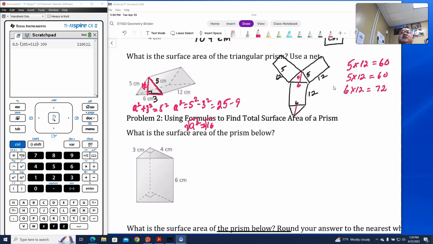And then the area of the triangle is 4 times 6 divided by 2. So 4 times 6 is 24, divided by 2 is 12, but you have 2 of them. So now what you need to do is just add up all the areas. So your answer is going to be 216 squared centimeters. That's going to be the total surface area.